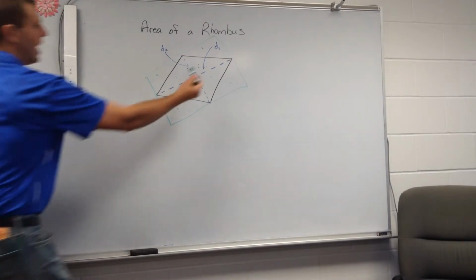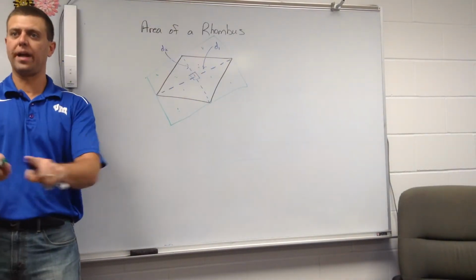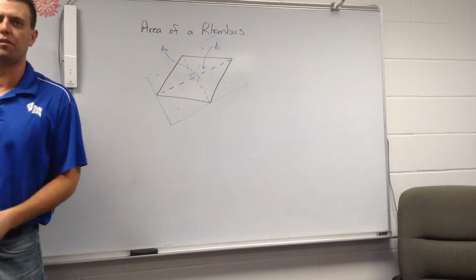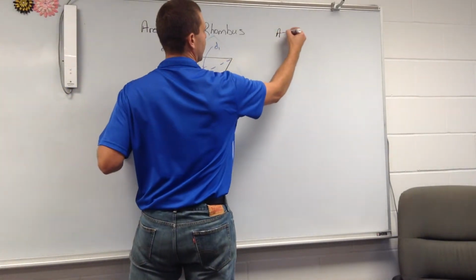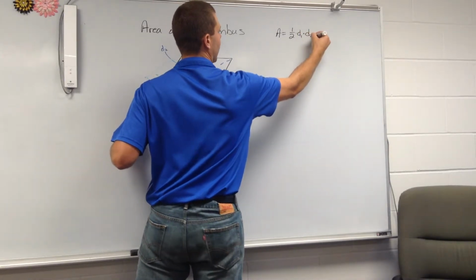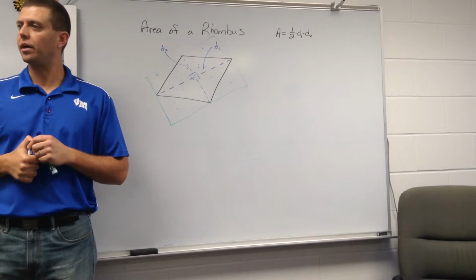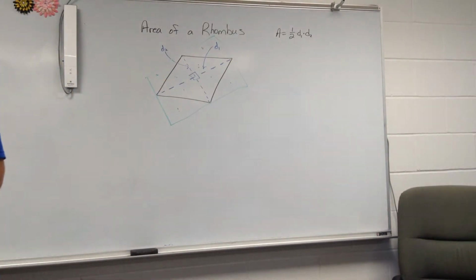So if I took diagonal 1 times diagonal 2, that would give me the area of the whole rectangle. Cut that in half, and now you have your answer, the area of the rhombus. Okay? So you'll see in your textbook, it's going to say area equals 1/2 times diagonal 1 times diagonal 2. And some of you might be thinking, well, that's easy and quick. I agree. It is absolutely easy and quick and very simple to do.